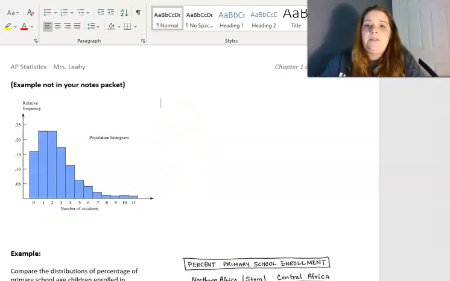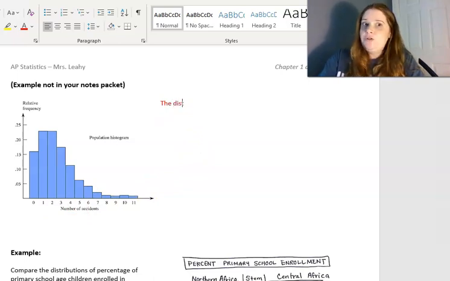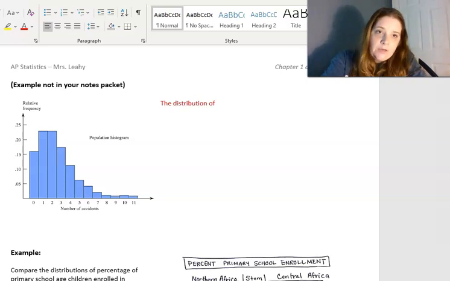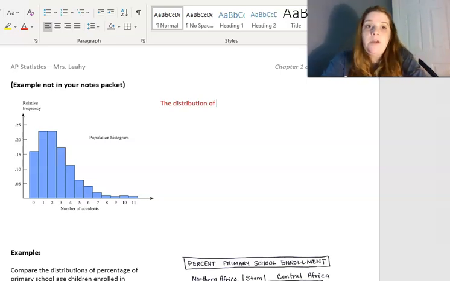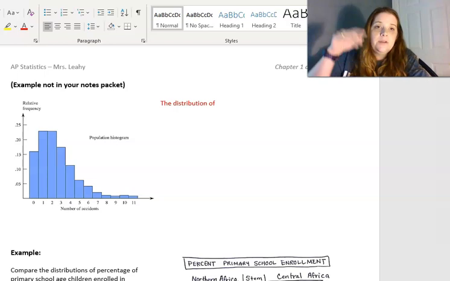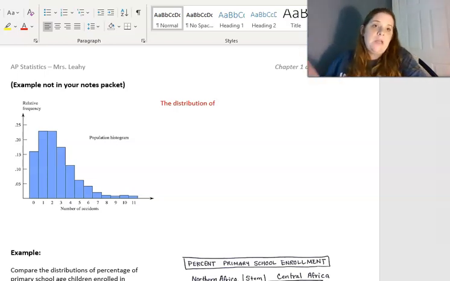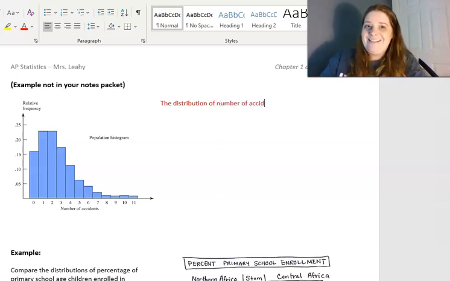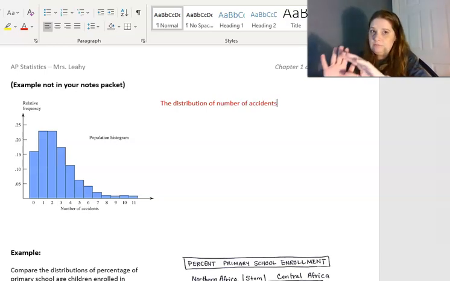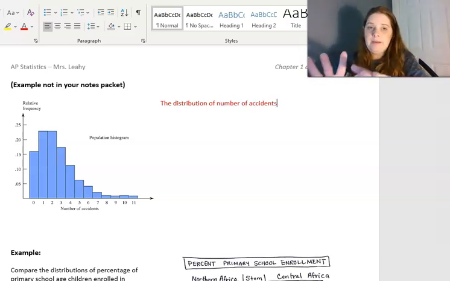All right, so I'm going to type this. I'm going to say the distribution of. Now, anytime you want to say the graph of, or the data of, or the dot plot of, the stem plot of, the histogram of, use the word distribution instead. The distribution of number of accidents, there's my context, getting that out of the way.